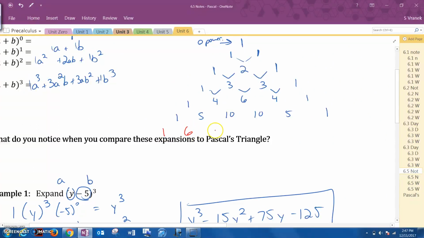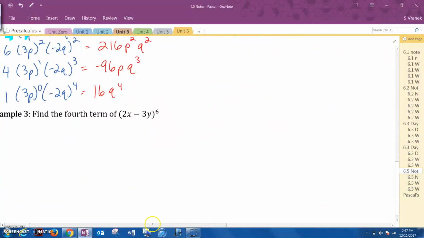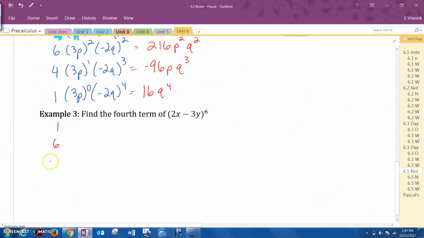So if I do this, I can do that there. So there's my sixth power row. 1, 6, 15, 20, 15, 6, 1. Now if you look, I want the fourth term. 1, 2, 3. It'll be this term. So you don't have to do all the work. You can just start it here.